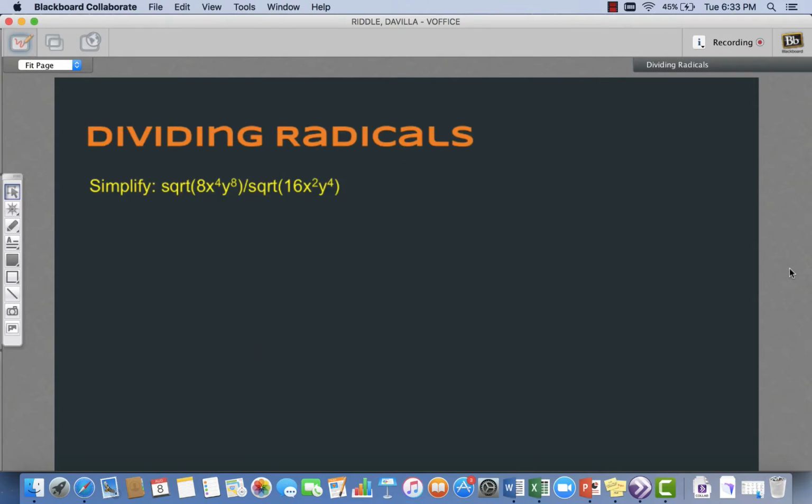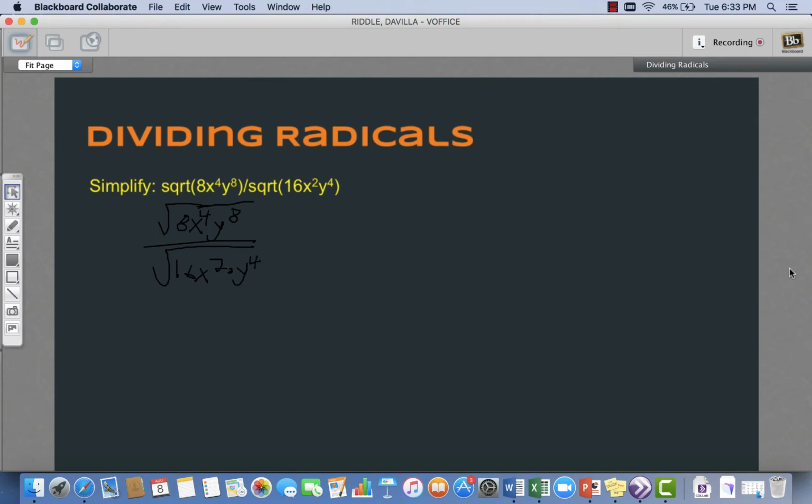So now we're moving on to dividing radicals. We're going to try to simplify this one here. And rather than multiplying it, we're going to divide it. Now, dividing and multiplying is almost no different than with regular fractions that you would cancel out with. So I'll show you what it means. We have the square root of 8x to the 4th power, y to the 8th power, on the top. On the bottom, we have square root of 16x squared times y to the 4th.